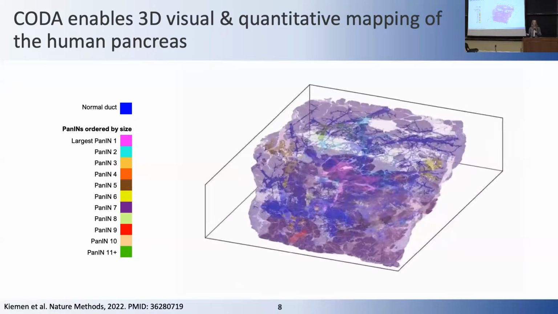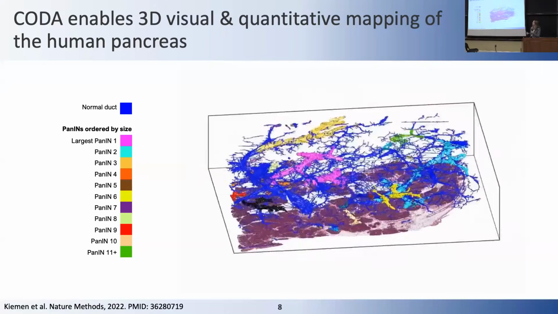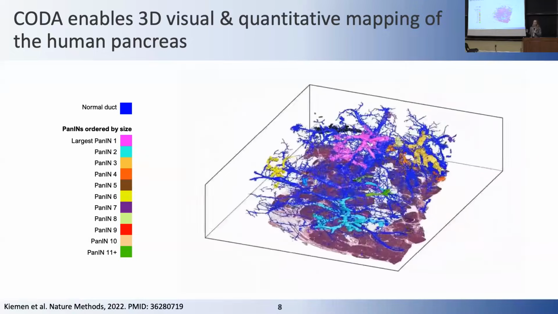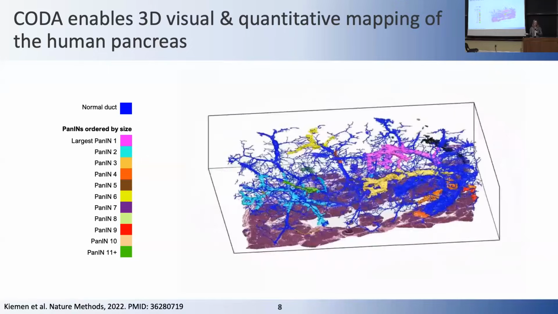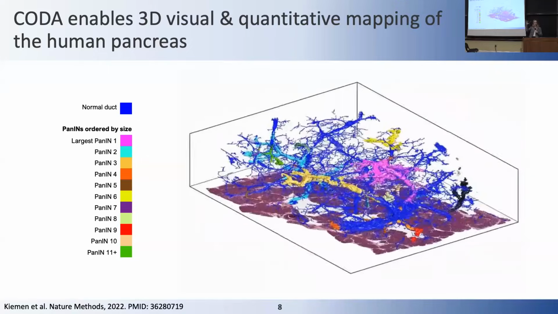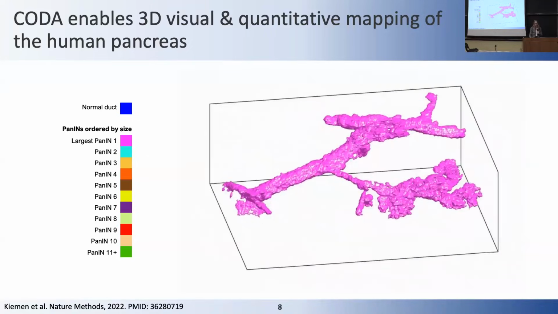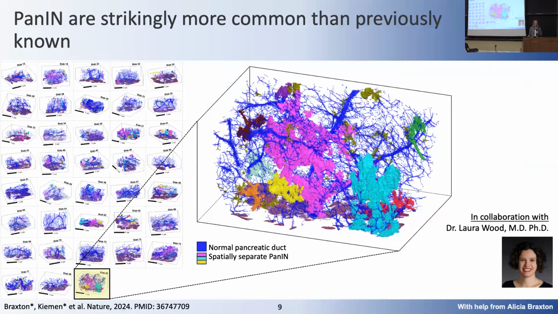And they said, no, it doesn't. Just because when you look in 2D, you might see a lot of independent little lesions in a duct, but you might expect them all to connect. And what we found was you might have a couple big connected PanINs, but you also have a ton of small ones.